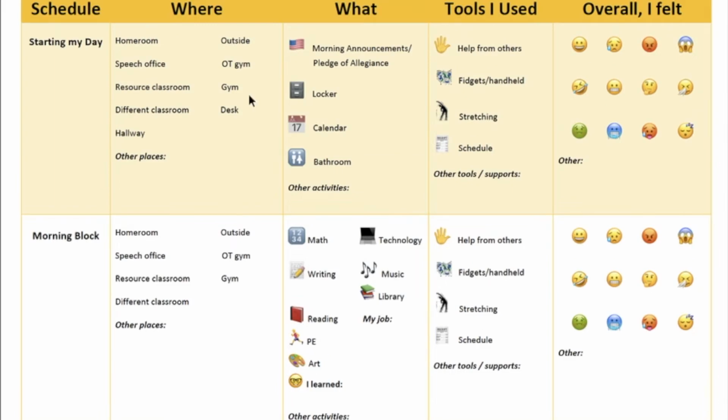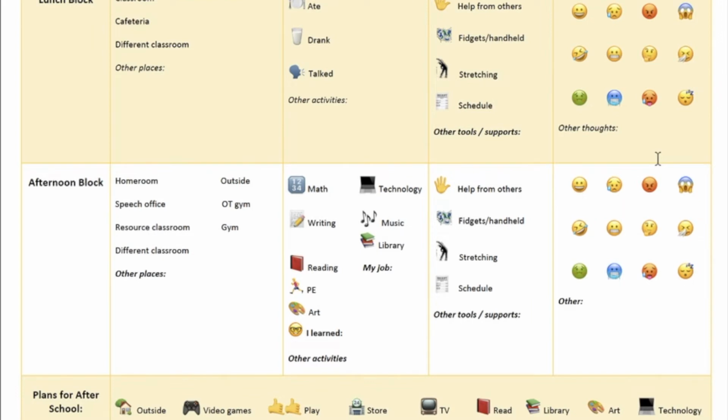For each of these blocks, we're recording where activities are happening, what's happening. A student can choose to talk about just one thing that happened during that block or everything that happened during that block. They can check them off, they can circle them, whatever makes sense to them. We talk about maybe tools that were used to help pay attention, and then bringing in this idea of emotion and how they experience that activity, giving them a chance to reflect on what it felt like to participate in that activity.